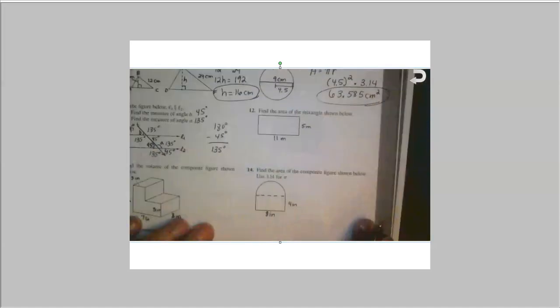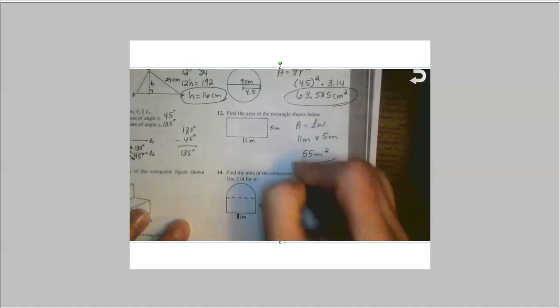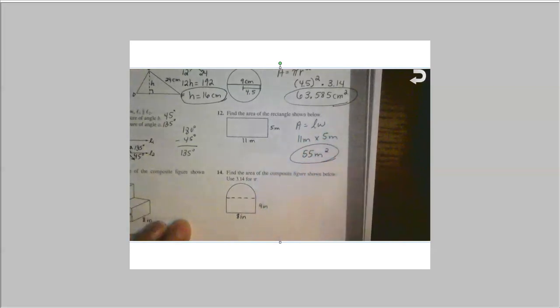All right, number 12 says find the area of the rectangle below. The area formula is length times width, or base times height. So we're simply going to multiply 11 meters times 5 meters, and that will be 55 square meters. So we've got a lot of formulas that we're reviewing tonight, and you should just brush up on those within the chapter 12 practice problems.